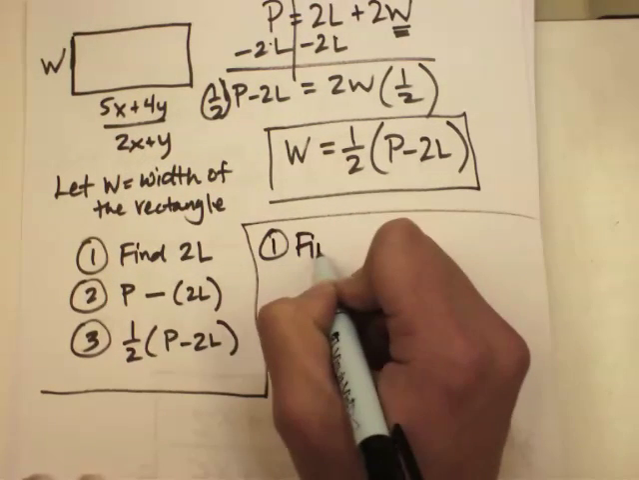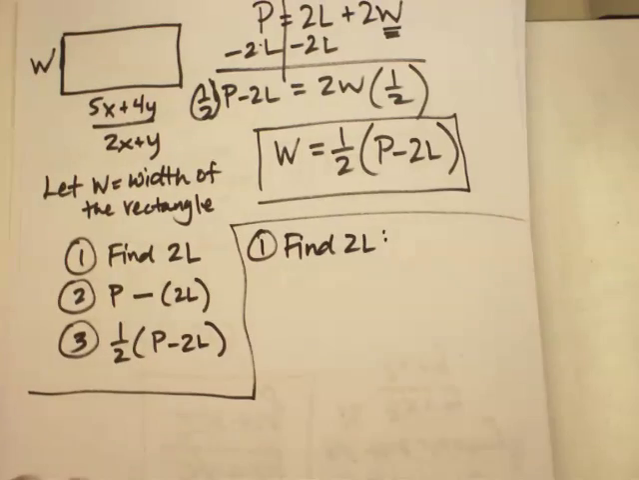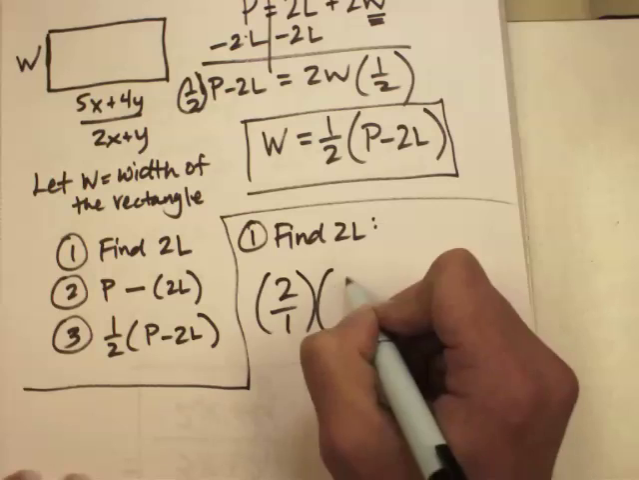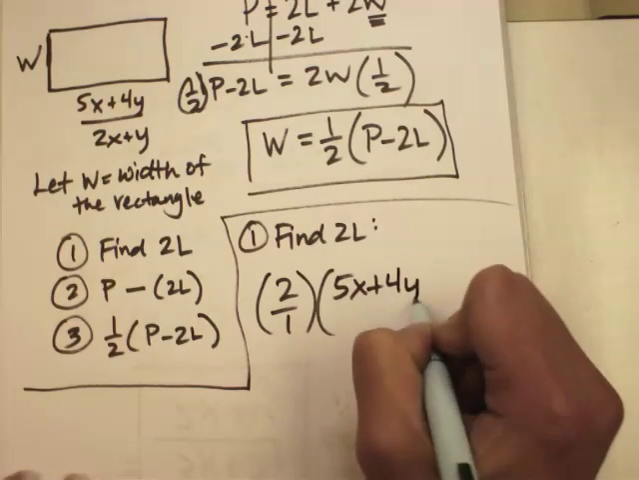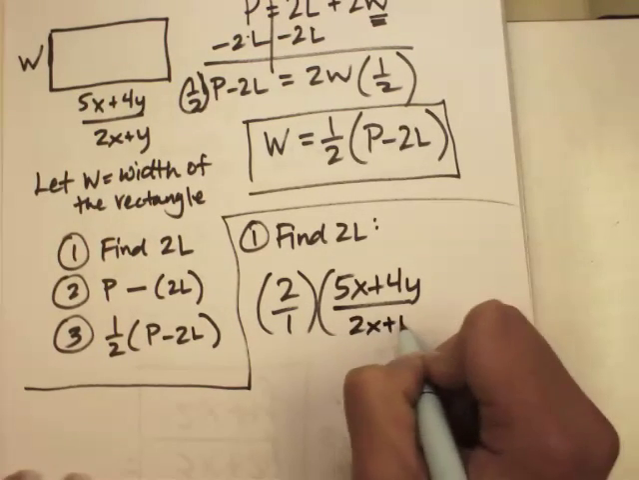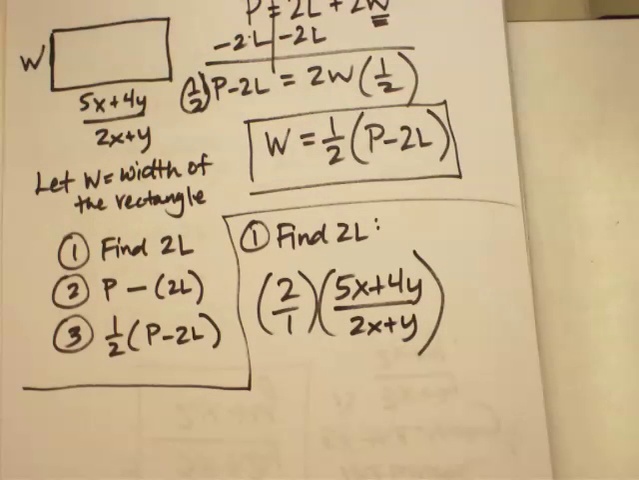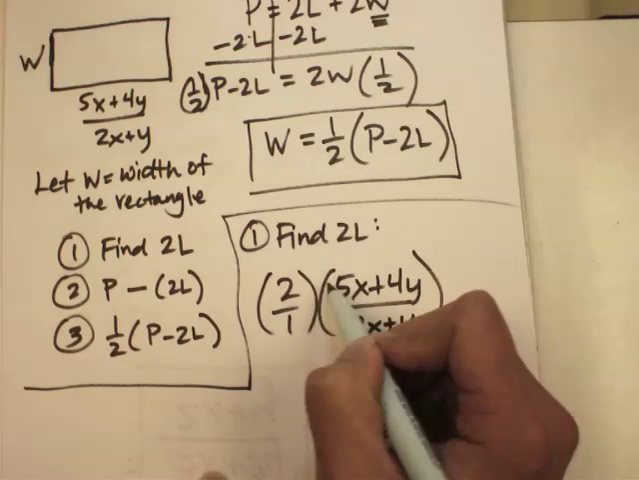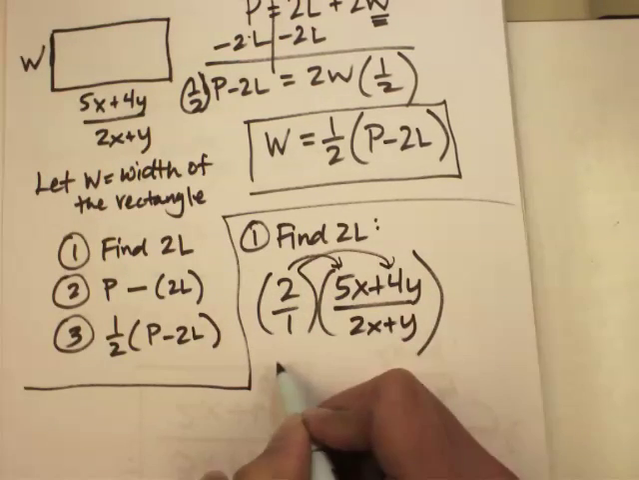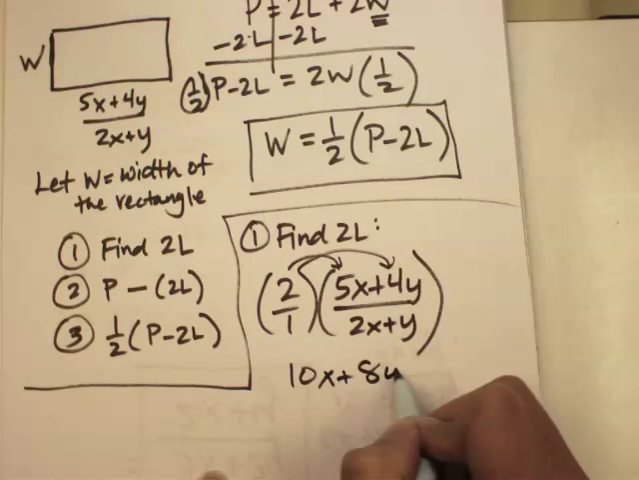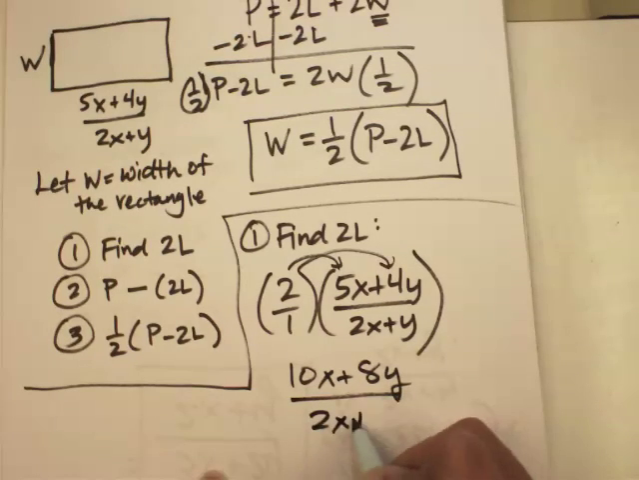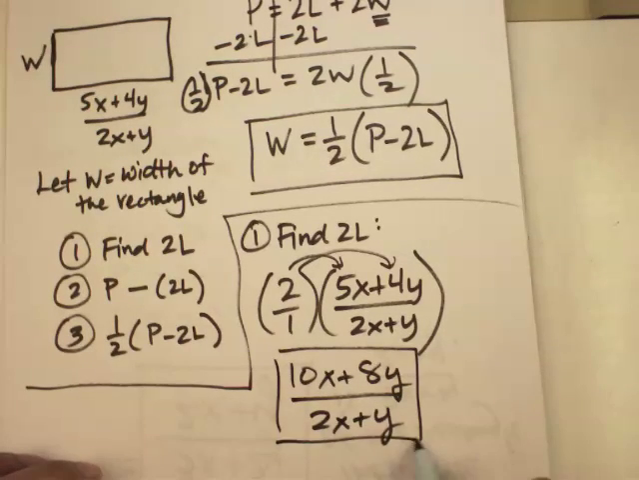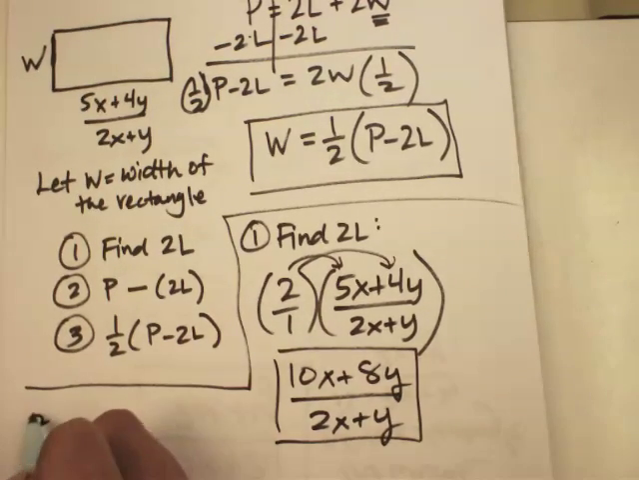So number 1, we're going to find 2L. Okay, we know that our length is 5x plus 4y over 2x plus y. So we can multiply those two together. Okay, so multiplying together, you know you need to distribute. So 10x plus 8y over 2x plus y will be our 2L. Okay, so put this in a box. We're going to move on to step number 2.